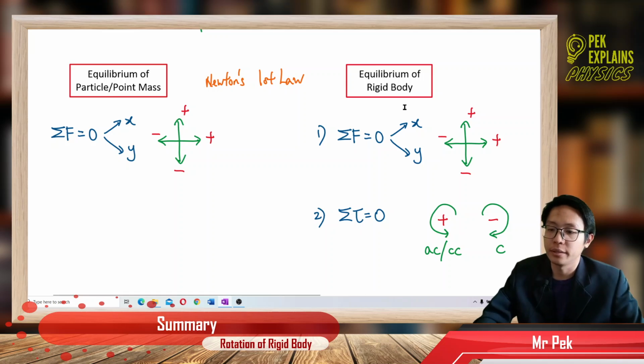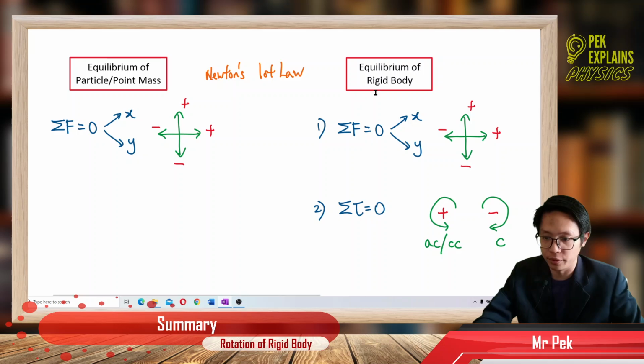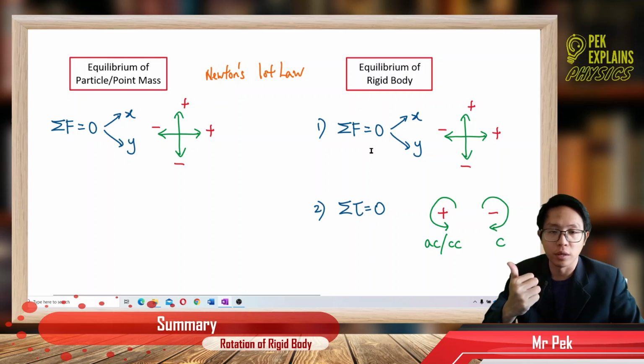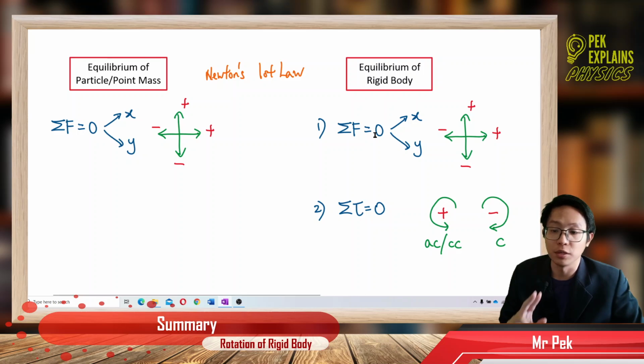But for equilibrium of a rigid body, it has two conditions. The first one, of course, is the same as before: total force must be equal to 0. Total Fx equal to 0, total Fy equal to 0. Also, we use this direction: going right positive, going left negative, going upward positive, going downward negative. The horizontal is the x, the vertical is the y.